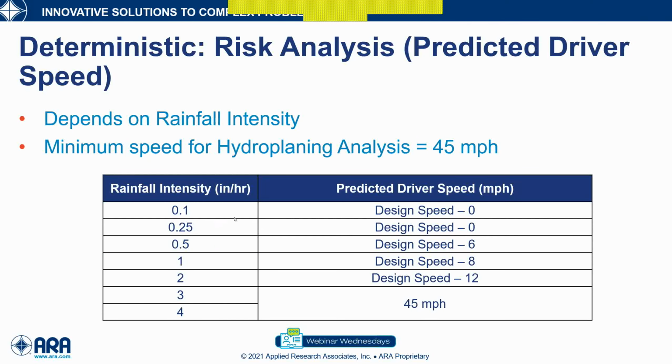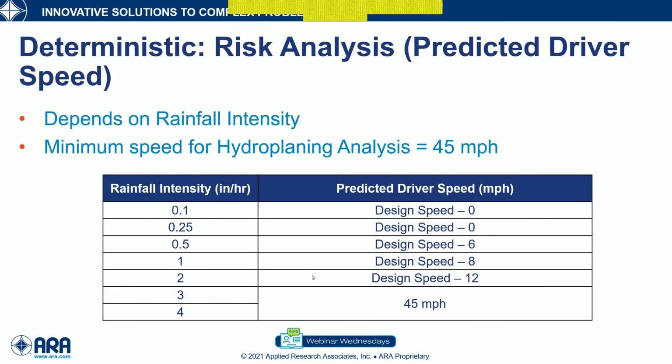For the risk analysis, the predicted driver speed is estimated according to the table shown here. So for example, if a driver is going on the interstate at 70 miles per hour, and then we have a rain event of 2 inches per hour, we would expect that driver to decrease the speed by 12 miles per hour. So in other words, if he or she was driving at 70 miles per hour and there is a rainfall event of 2 inches per hour, he or she is going to decrease the speed by 12 miles per hour, and now the predicted driver speed is going to be 58 miles per hour.